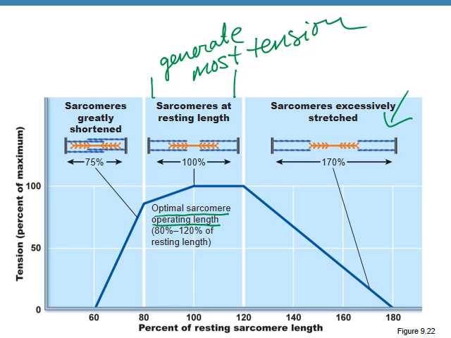They're saying if the sarcomere is stretched too far, the myosin head can't really reach up and pull the thin filament over. So excessively stretched is bad, and greatly shortened is bad. So in this case, can you see how the myosin heads don't have much to grab? They can't pull the thin myofilament over because it's already completely overlapped. So there is an optimal length that we want the sarcomere to be in order to generate the most tension.